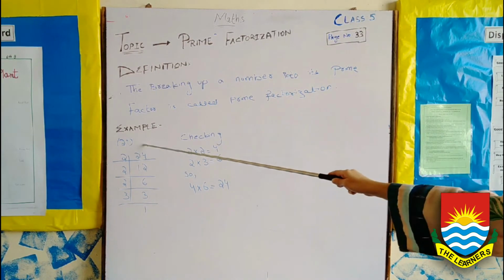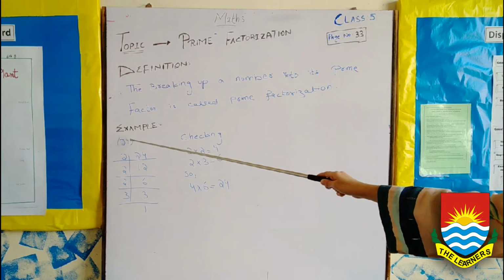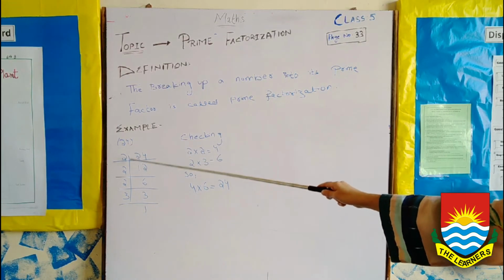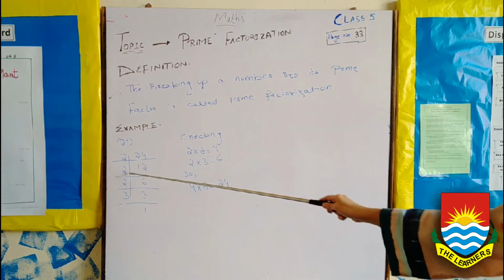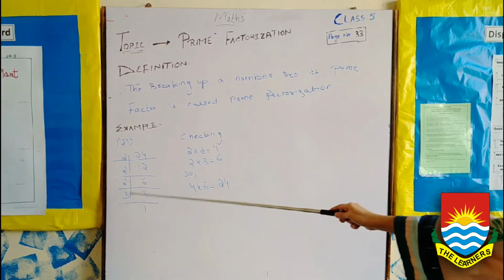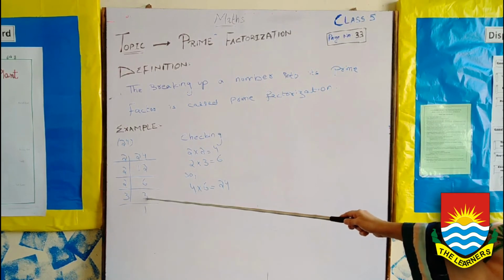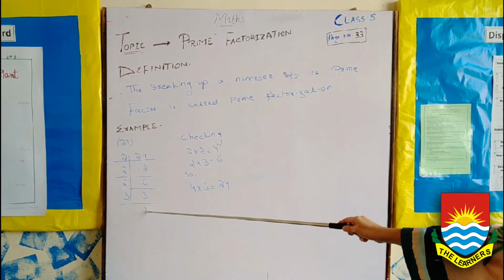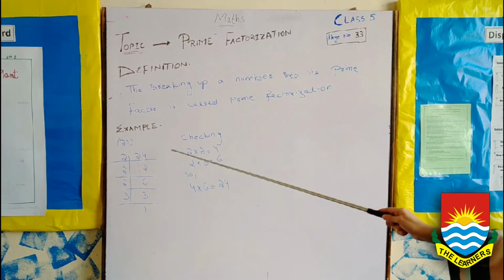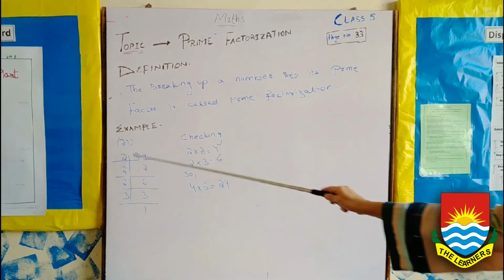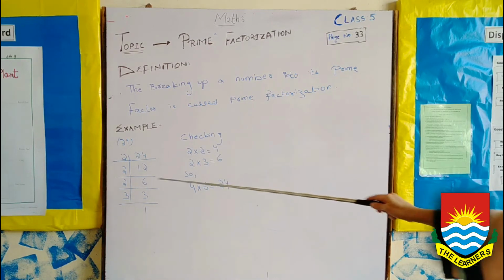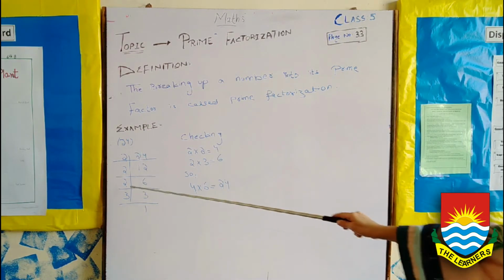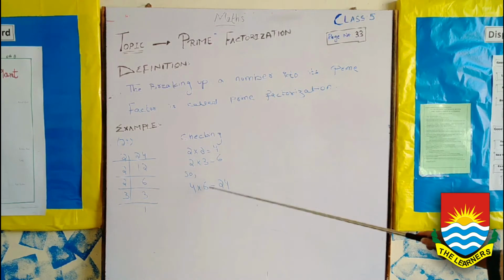For example, 24. So we have to break it into small numbers. 2 12s are 24. Now 2 6s are 12. 2 3s are 6 and 3 1s are 3. So at 1 we have to stop. Now we have to multiply all these factors. 2 2s are 4. 2 2s are 4. Then 2 3s are 6. So 4 multiplied by 6 is equal to 24.